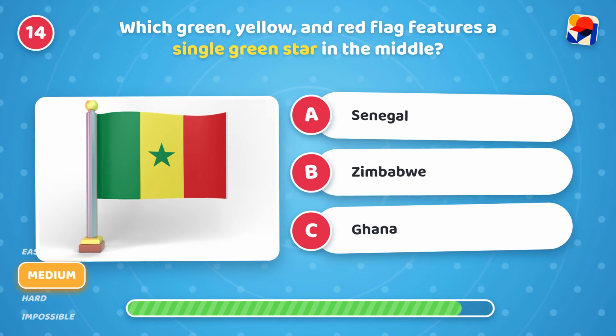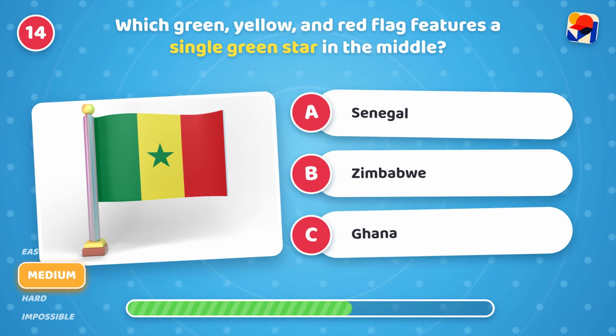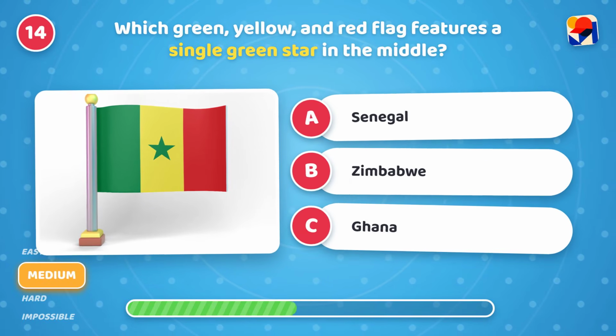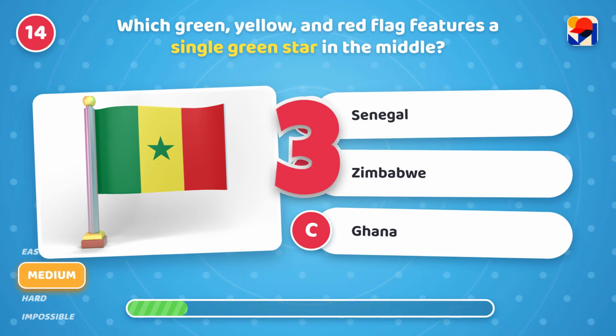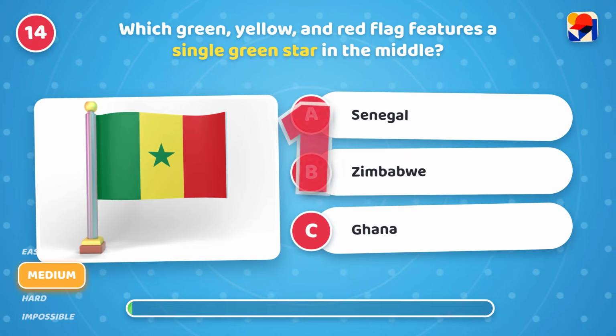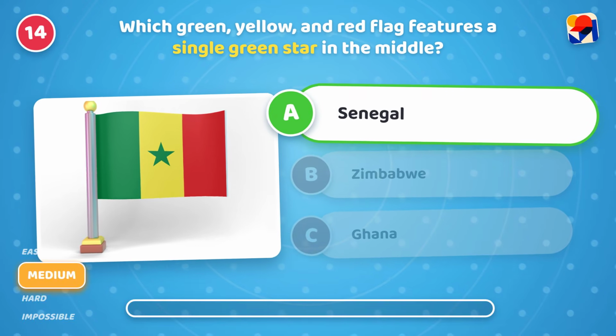Which green, yellow, and red flag features a single green star in the middle? Is it A, Senegal, B, Zimbabwe, or C, Ghana? It's A, Senegal. The star represents hope and religion.